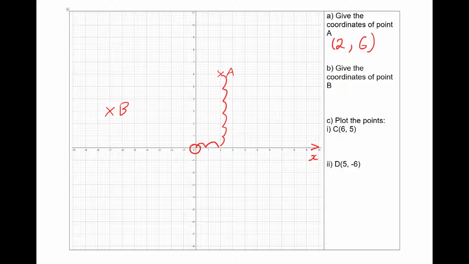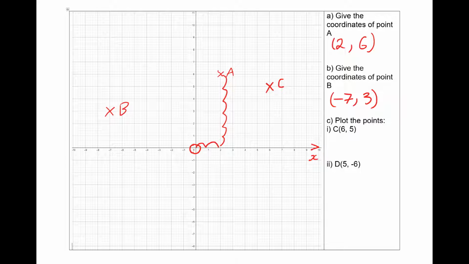Similarly, the coordinates of B: to go from 0, so from this middle point, or the origin as we call it, I need to go 7 places to the left. So that means I have -7 as my x-coordinate, and then I have to go 3 places up, so my y-coordinate is 3. If I want to actually plot the points myself, for example C, which is at 6, 5, I would need to go across 6 places, and then up 5 places. When I get to that point, I draw a cross as neatly as I can and label it C.